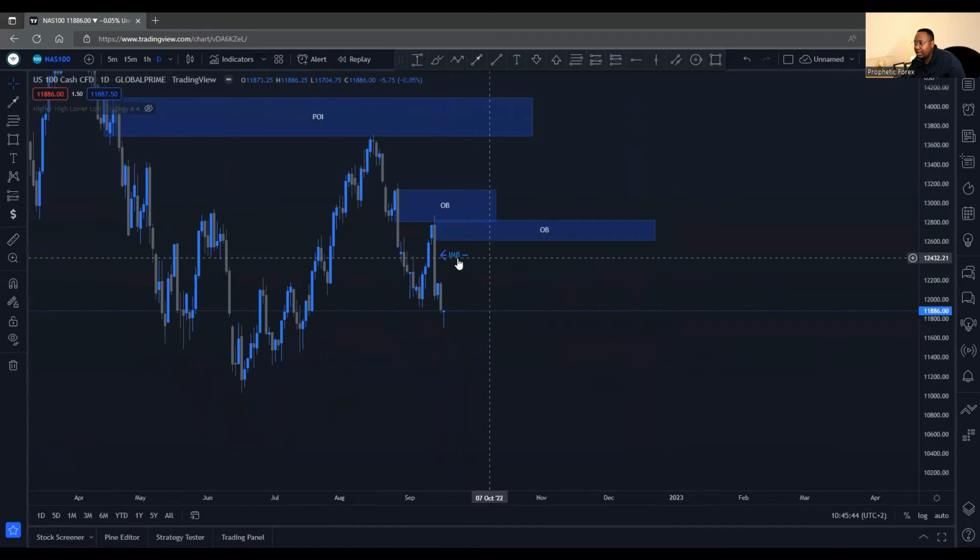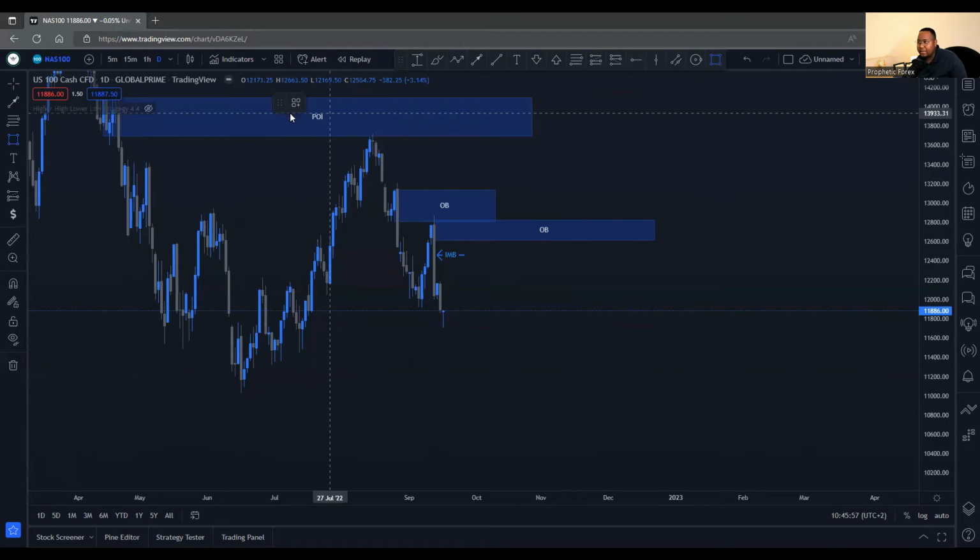Okay, so we have that imbalance right there that we just pointed out, and of course we do have some demand levels as the market was going up that may influence the market to pull back to this area. So I'm just going to take that and make this very much clear for everybody.